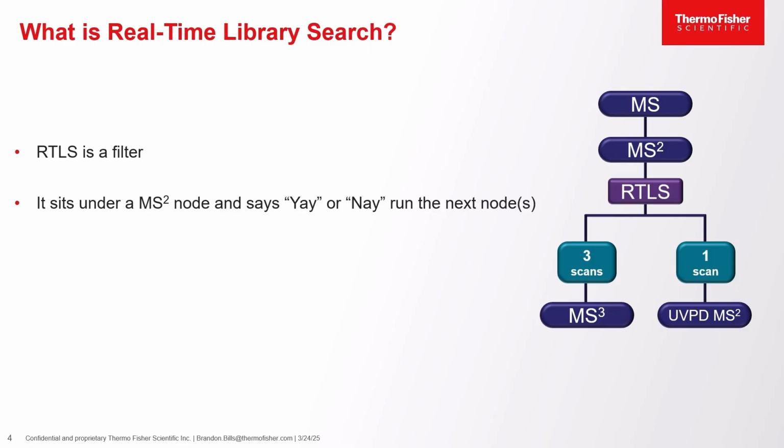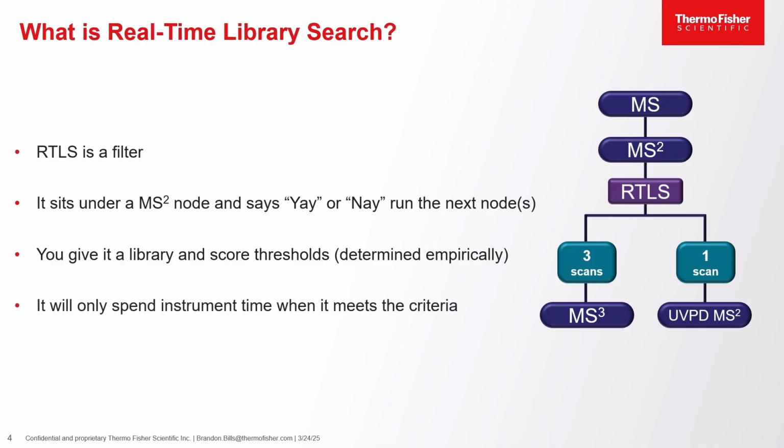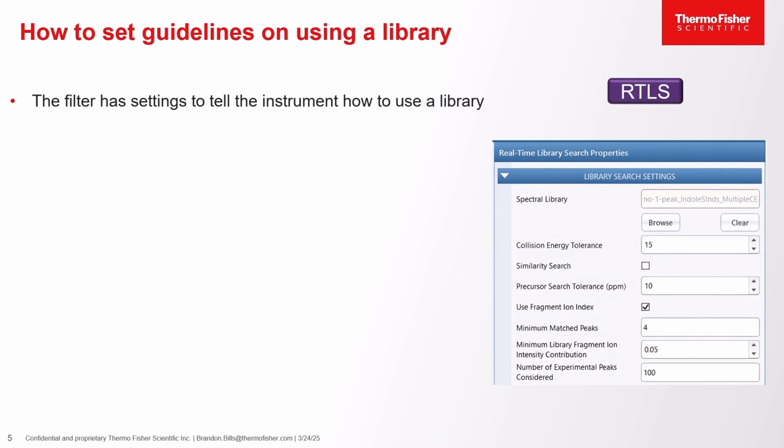You give it a library as well as score thresholds. These are typically determined empirically. We'll talk more about that later when we're going through the real-world example. And it's there to say you should only spend instrument time running what's beneath this filter if it meets your criteria. Within the real-time library search node, there are a number of settings to tell the instrument how to make use of the library that you've provided.